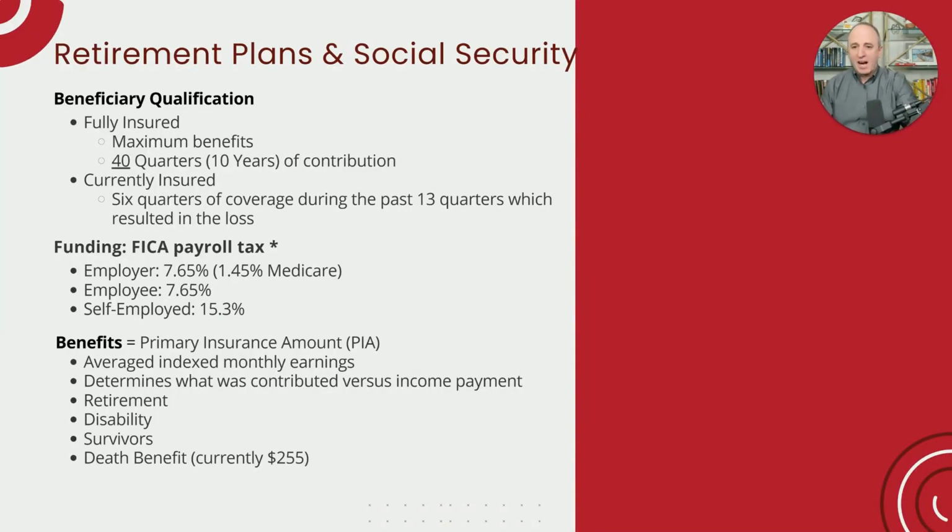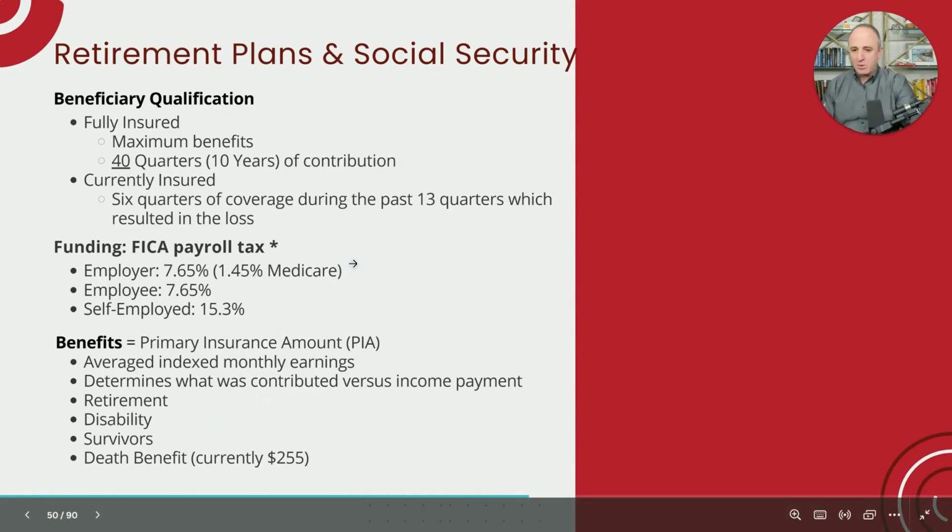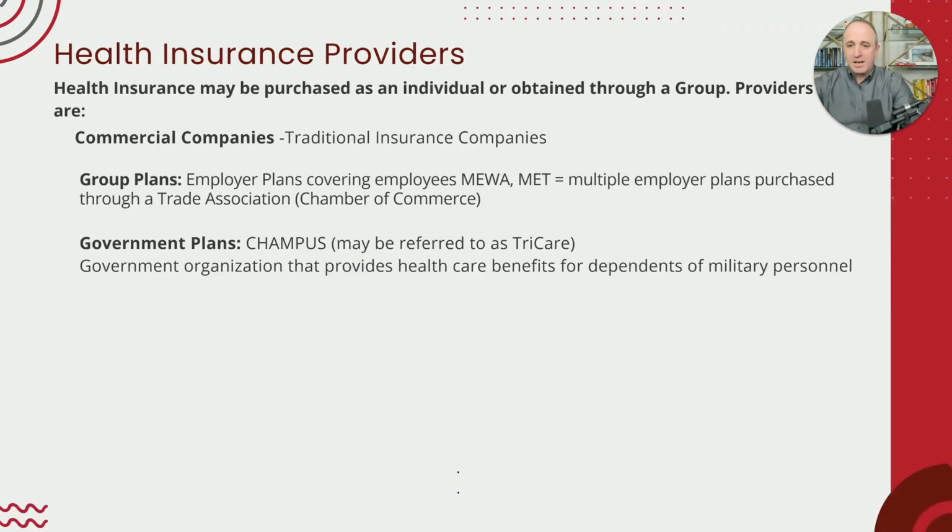All right, so within the retirement plan world, to qualify for Social Security, to get maximum benefits, you have to have worked for 10 years. You have to have contributed for 10 years. And you have to be currently insured. So in other words, out of the last 13 quarters, so out of the last 3 years plus 1 quarter, you have to have 6 quarters of coverage during that time period. This is how it's funded. And this gives you the idea of some of the benefits that you can receive. All right.